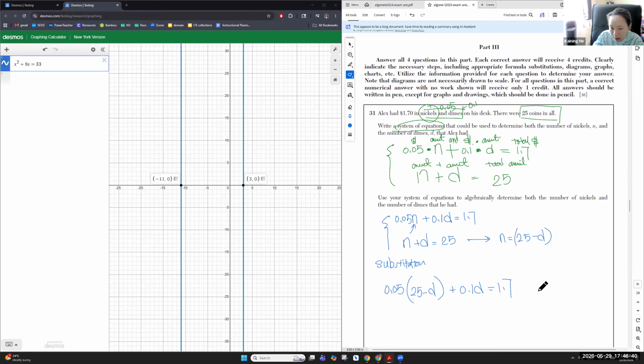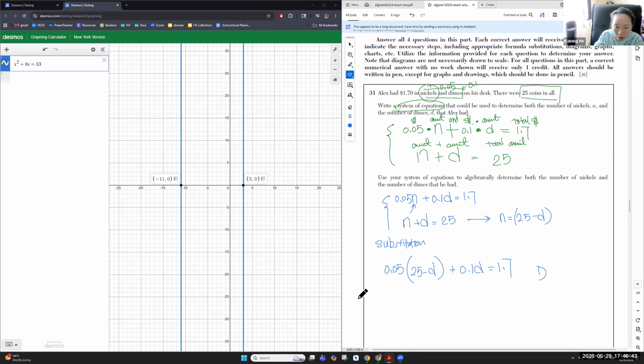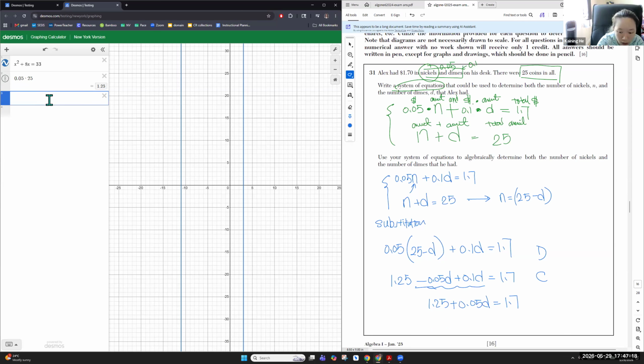All right, very classic DCSP. So D, distribution, 0.05 times 25. I don't know what it is, but let me use a graphing calculator. And that gave me 1.25. There we go. So 1.25 minus 0.05 D plus 0.1 D equals 1.7. C, combine like terms. These two things are like terms right here. So 1.25 and then plus 0.05 D equals 1.7. I wasn't going to be so sure, but let me double check. Negative 0.05 plus 0.1. Yes, I was correct.